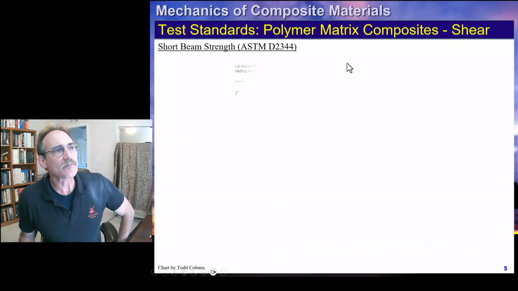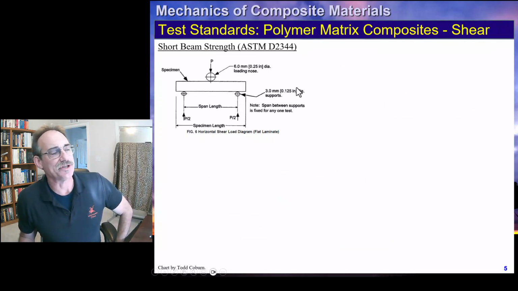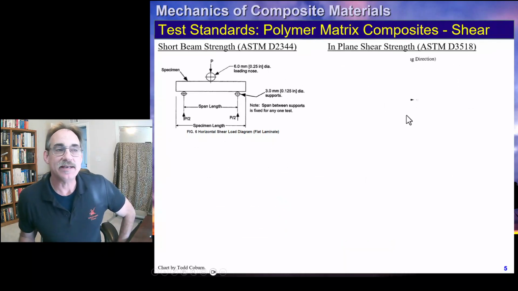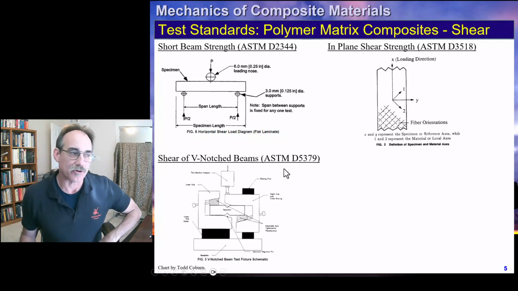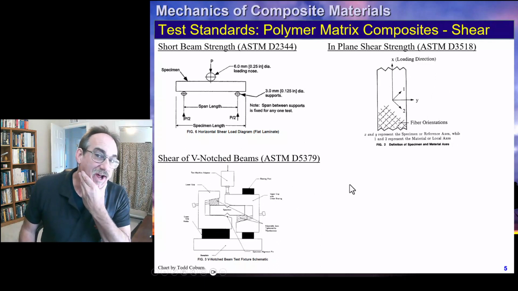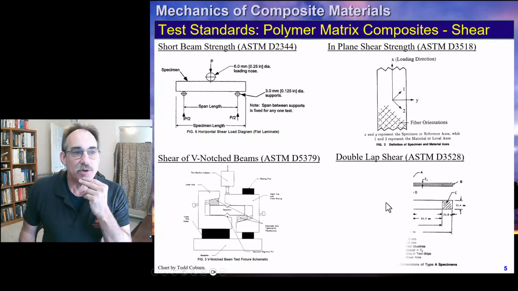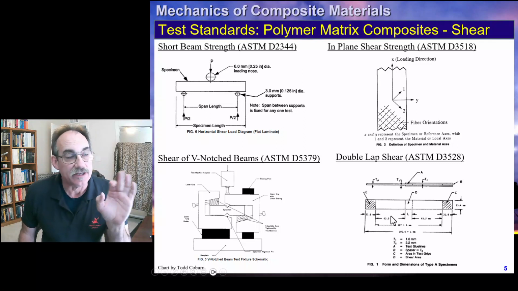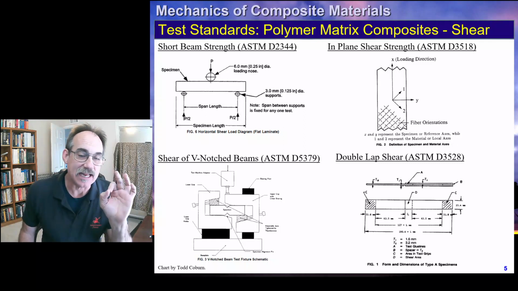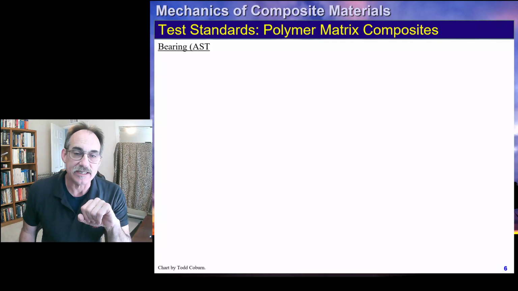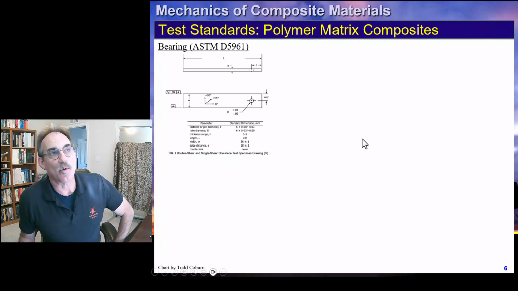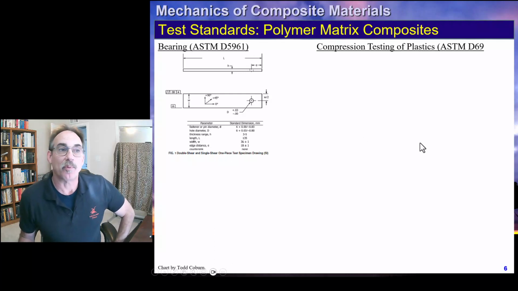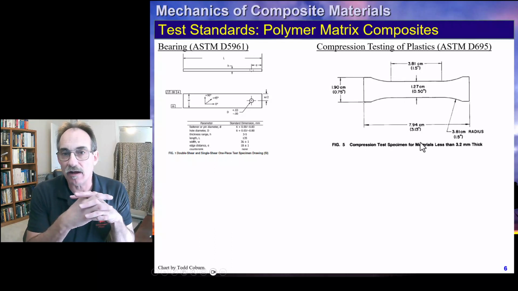If we are loading our composite samples in shear, you can use a 3-point bend test. In-plane loading is governed by this ASTM. There's also an ASTM for shear that uses shear of notched samples, and also a double lap shear one. Once again, these are just a few of the more common ASTMs, and there's a myriad of those out there for little idiosyncrasies of characterizing material strengths. For bearing, this ASTM will cover that. And for compression, we'll often use a short compression sample.